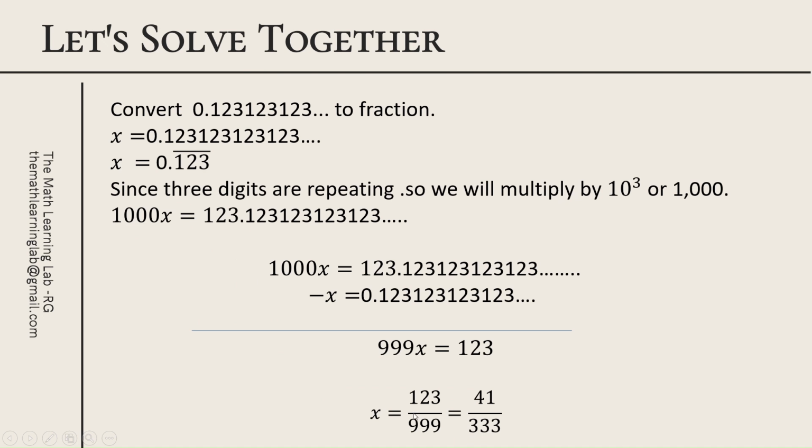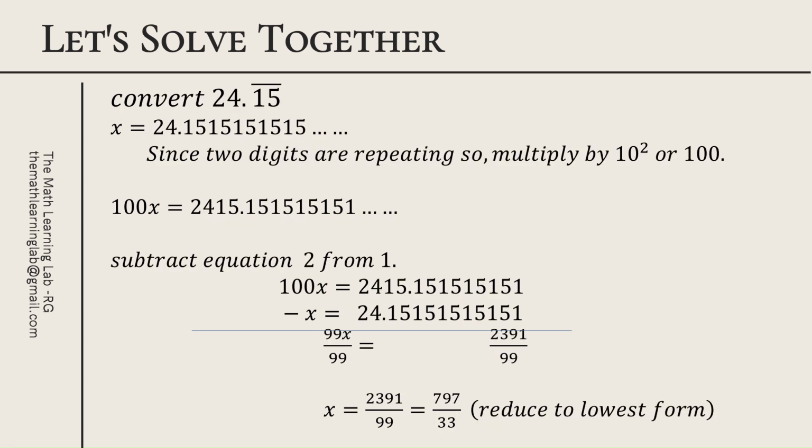123 over 999. Remember, don't forget to reduce it to the lowest form. So I just divide by 3. 123 divided by 3 is 41. 999 divided by 3 is 333. This is your answer. Here are a few problems for you to try. Here are a few more examples I added here. You can try them the same way.